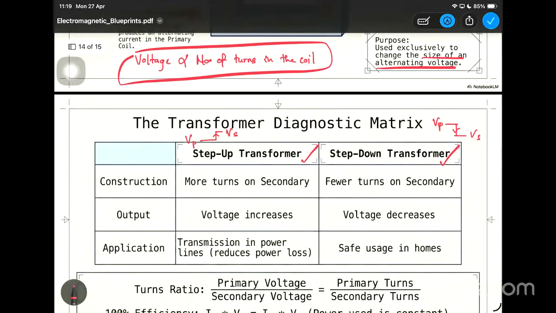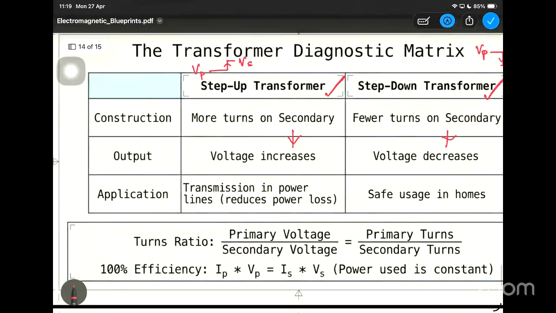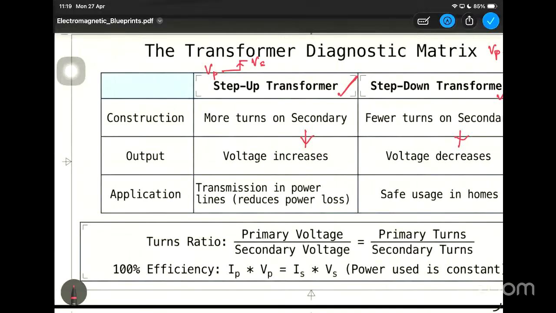If you need to construct a step up transformer, then you need to use more turns in the output coil. And if it is step down, then you need to use fewer turns in the output coil. Here it is given, right? Voltage increases here and voltage decreases here. So the application is given. Just imagine you need to get a higher power as an output value, then you are using step up transformers.